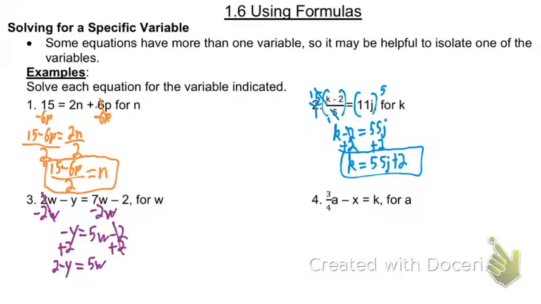Now, Tyler, what can I do? Divide by 5. Divide by 5 on the whole thing. Does 5 go evenly into 2 or 1? Nope, we're going to leave it as is then, and we're going to call this one 2 minus y over 5 equals w. W is by itself.